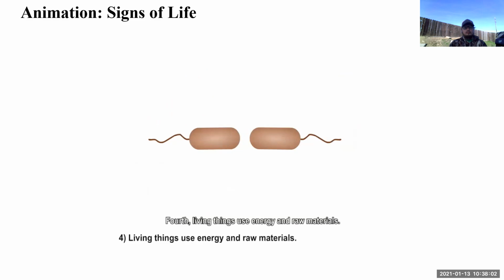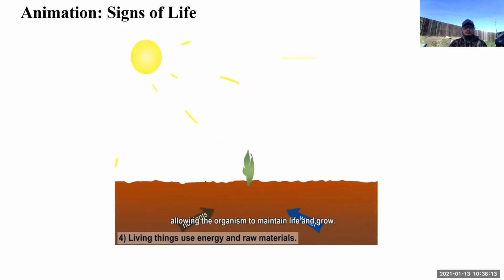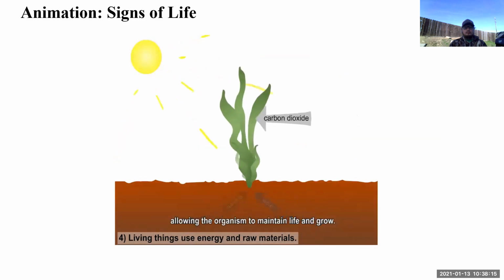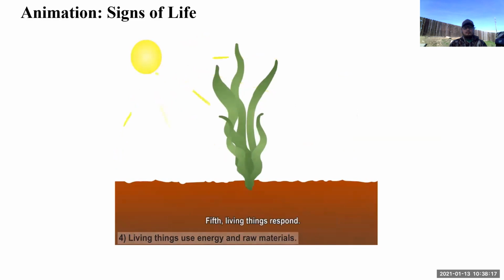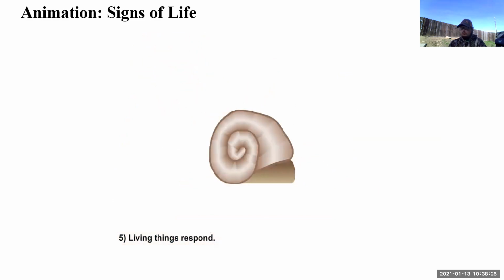Fourth, living things use energy and raw materials. Through metabolic activities, organisms extract energy from various nutrients and transform it to do many kinds of work, allowing the organism to maintain life and grow. Fifth, living things respond. A snail, for example, detects the pressure of touch and responds by retracting into its shell.